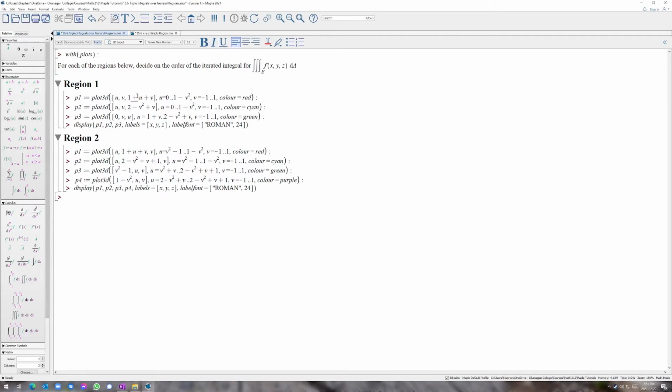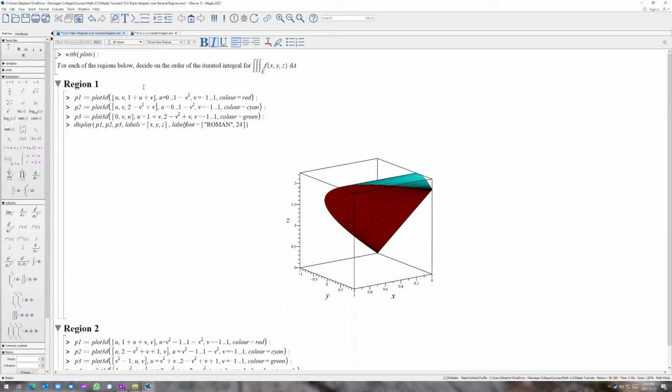Over here I've got region 1 and region 2, and I'm going to need to use the plots package. Let's take a look at this first region and determine whether or not we should be treating this region as z simple, y simple, or x simple. So we have this sort of first octant view. Z is already pointing upward. Let's see whether or not this region is z simple. We're going to take a look at the top of the z axis first, looking down on the surface to determine if there is a consistent top surface. And then we'll flip that upside down and take a look at the bottom of the z axis, looking up at the solid to determine whether or not there's a consistent bottom surface.